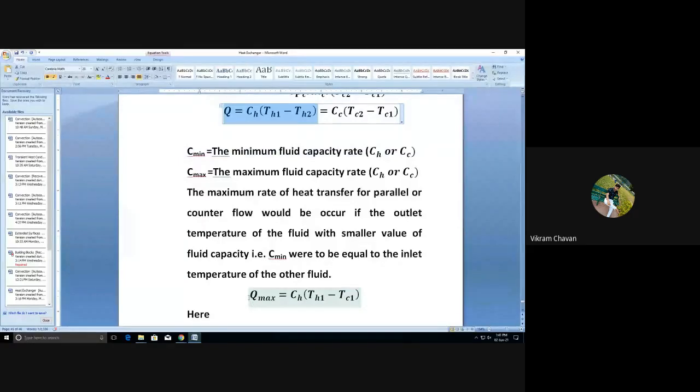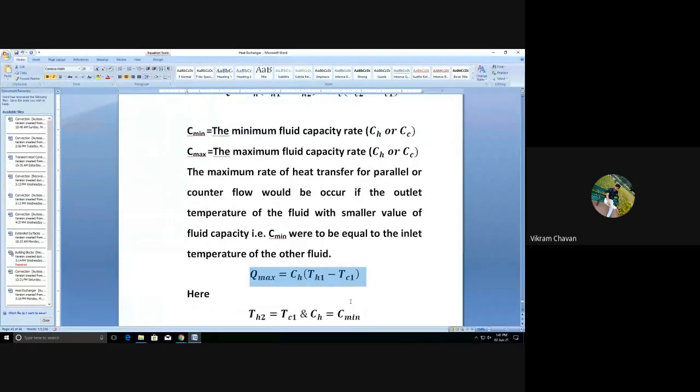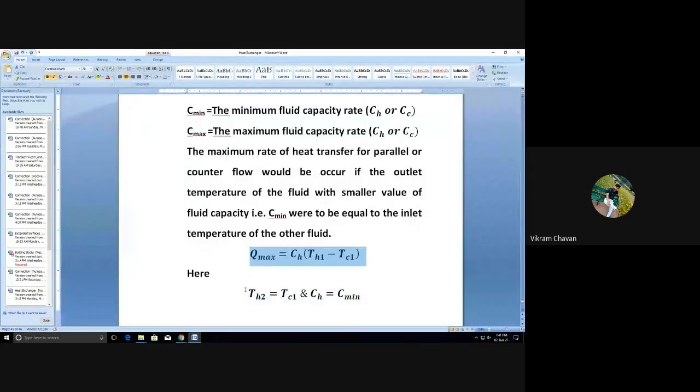So we have applied that Q max will be equal to CH inside the bracket TH1 minus TC1. Now here we have modified this equation: Q will become Q max when CH is C minimum, inside the bracket TH1 minus TC1. So the condition is that TH2 is equal to TC1. The outlet temperature of the hot fluid should be equal to the inlet temperature of the cold fluid. So in that case CH is equal to C minimum.